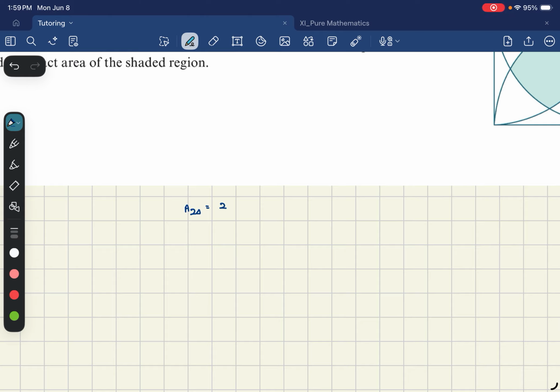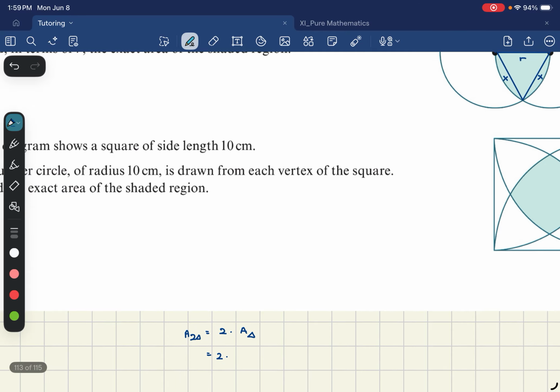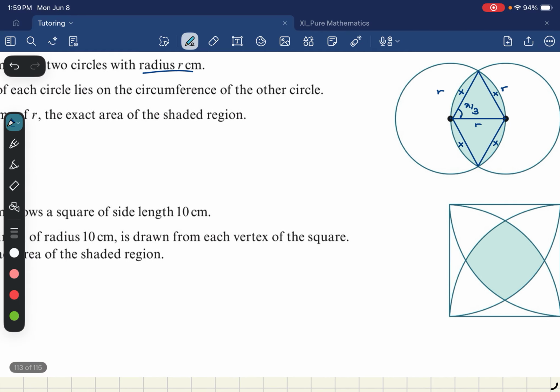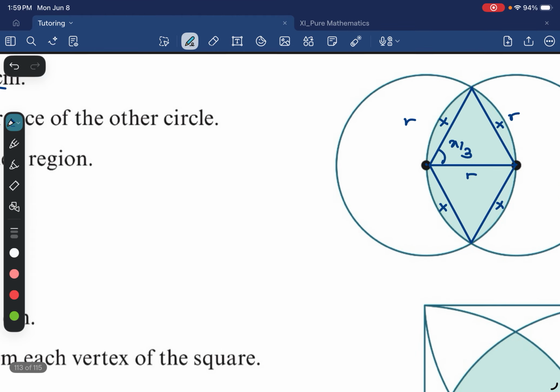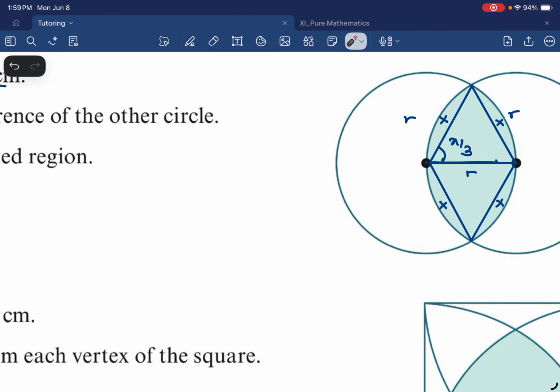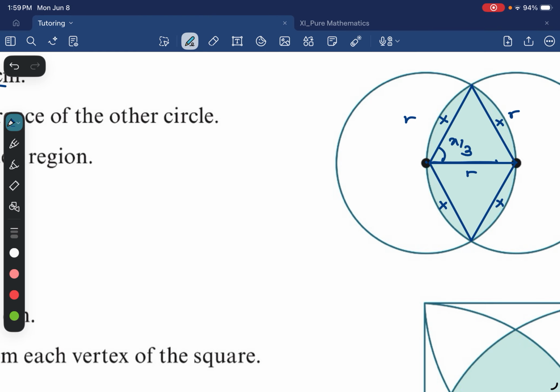Two triangles is going to be 2 times the area of one triangle, right? Because they are symmetric. It's the same triangle. So 2 times the area of one triangle is half base times height. So we just have base times height. What is the base? The base of the triangle is this. It's r.